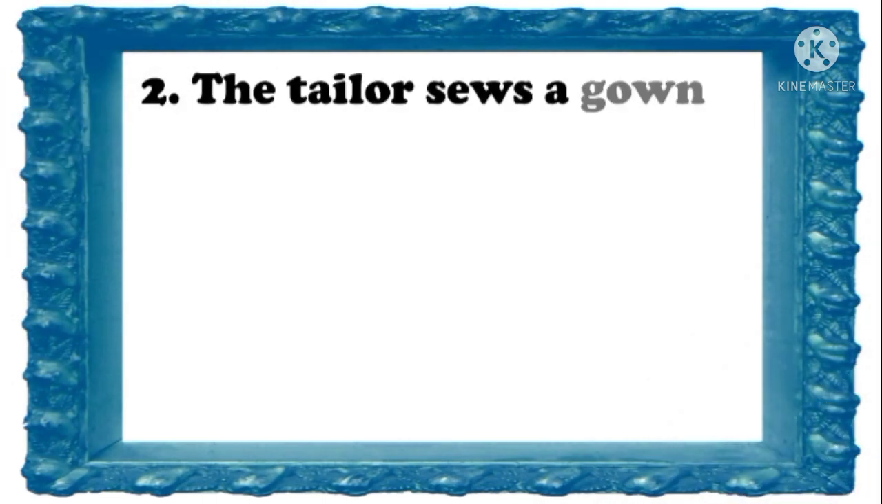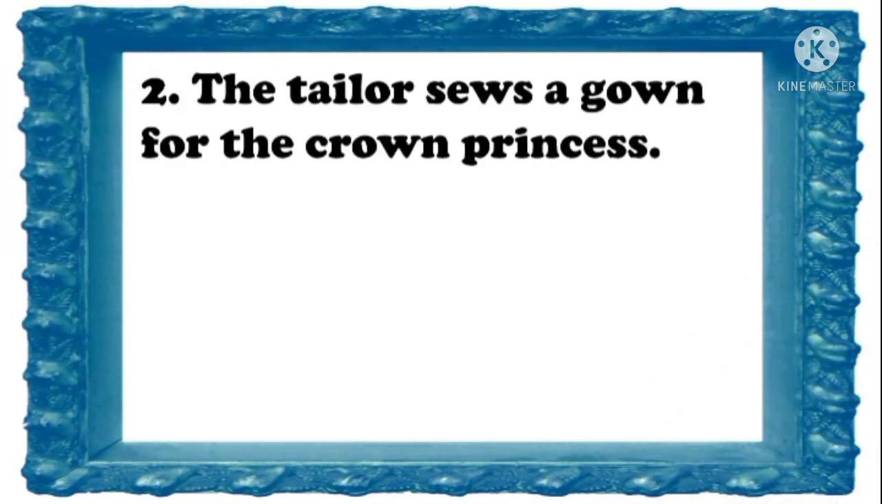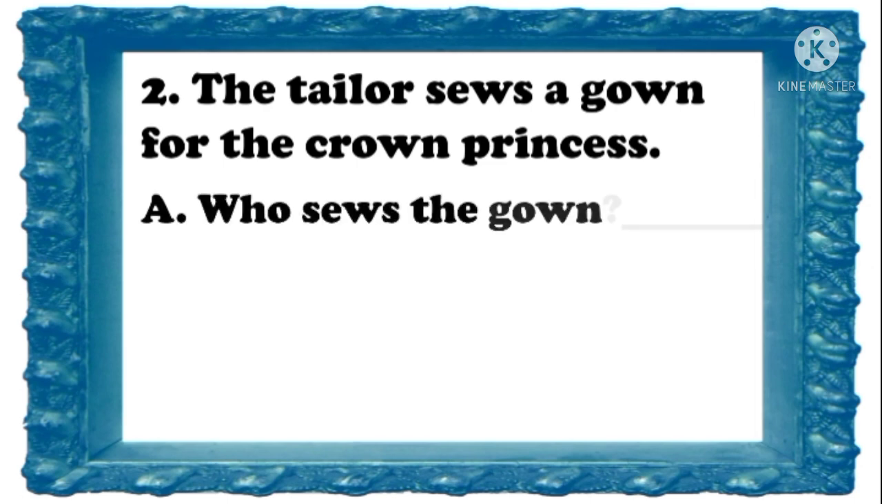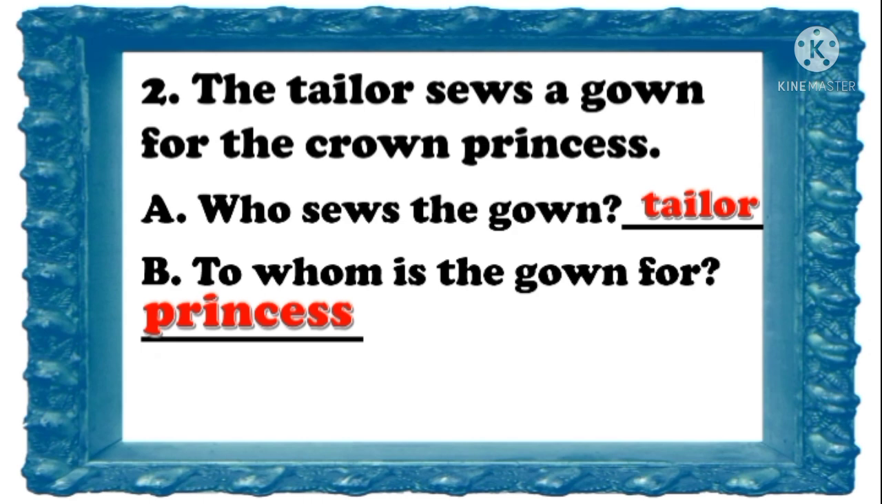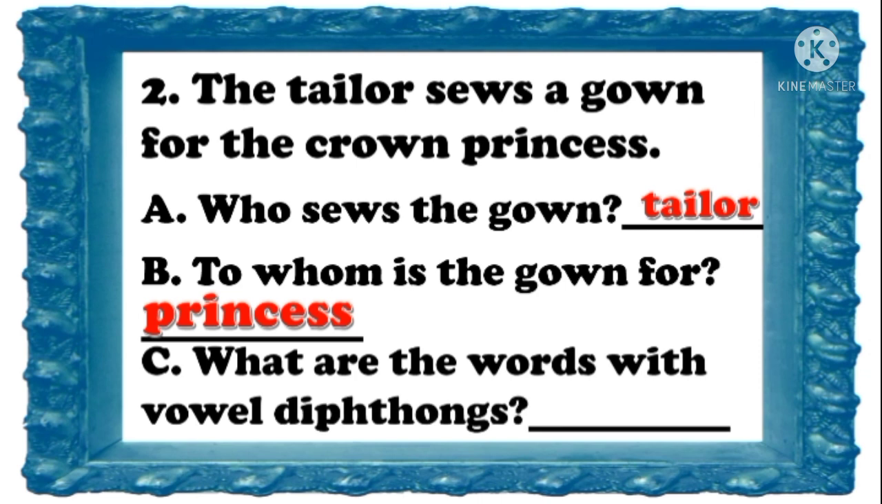Number 2. The tailor sews a gown for the crown princess. Letter A. Who sews the gown? The correct answer is tailor. Letter B. To whom is the gown for? The correct answer is for the princess. And letter C. What are the words with vowel diphthongs? These are tailor, gown, and crown.